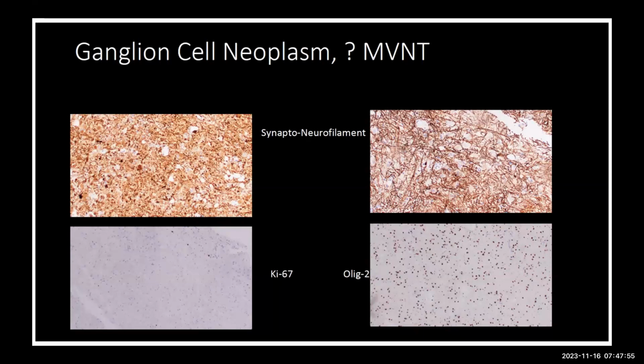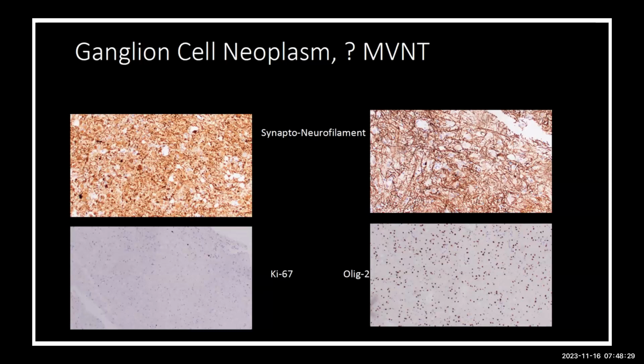OLIG2 was purportedly a glial marker, started as an oligodendroglial marker, then found to be positive in astrocytomas, and also found to be in certain glioneuronal tumors. So the upshot is it's a low-grade lesion, it's a ganglion cell tumor, and doesn't seem to have an infiltrative histology, no high-grade features, and some vacuolation in the background.